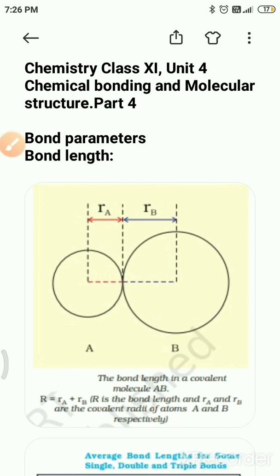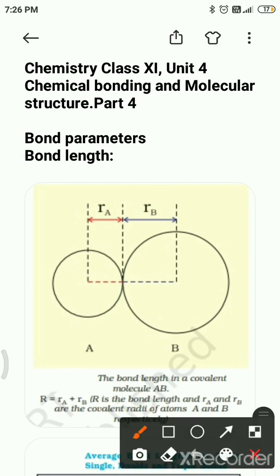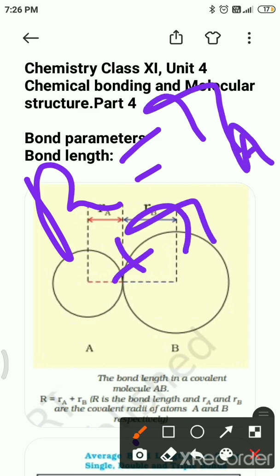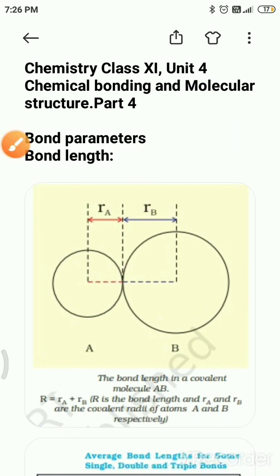here the bond length R is equal to RA plus RB. What are RA and RB? R is the bond length, and RA and RB are the covalent radii of the atoms A and B respectively. The covalent radius is half of the distance.